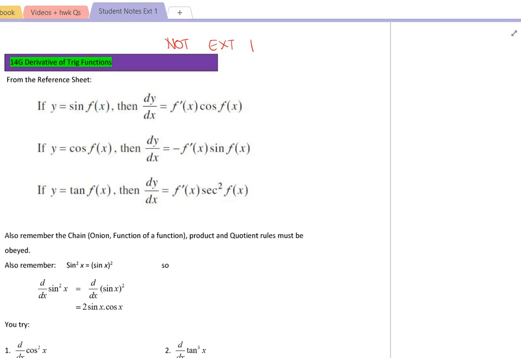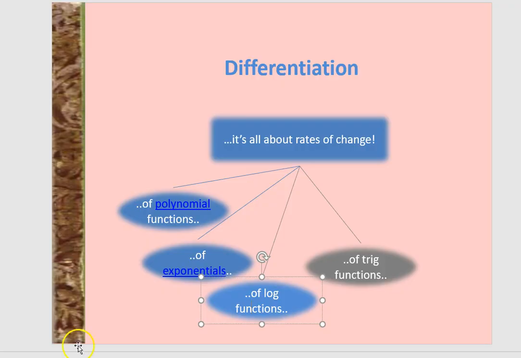In exercise 14G, we're going to start the calculus of trig functions. So you might remember back to our little golden book of differentiation, and we know that differentiation gets the rate of change, or the gradient. We've looked at differentiating polynomials: bring the power to the front, subtract 1 from the power. Exponentials, d/dx of e to the x is e to the x, and logs, d/dx of log x is 1 on x. Now we're finally getting on to differentiating trig functions.